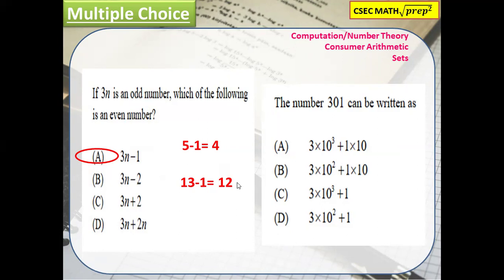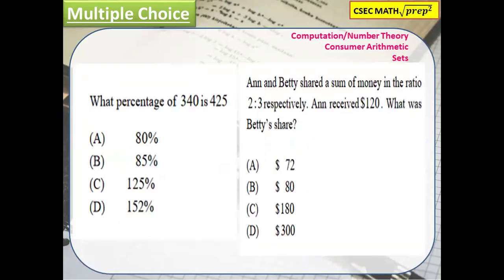All right, the number 301 can be written as, now we know that 3 times 10 squared is 300, because 10 squared means 10 times 10, which is 100. So the only thing that's left is for us to add 1 to it. Our answer is D. Next set of questions, the percentage, always a challenge for many persons.